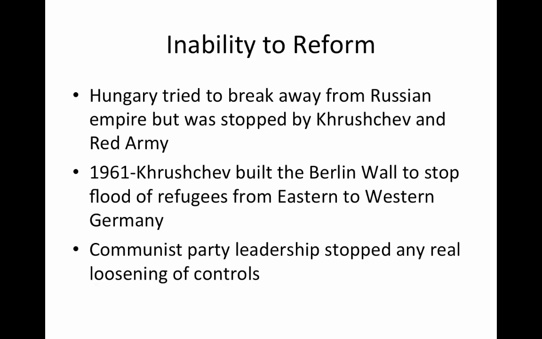The inability to reform. However, while Khrushchev was attempting to reform the economy, this created ripple effects. Hungary tried to break away from the Russian Empire. Khrushchev responded at that point, trying to keep the Russian Empire together, and so he sent in the Red Army. In 1961, Khrushchev also built the Berlin Wall to stop the flood of refugees from eastern into western Germany. The Communist Party leadership realized that any relaxation of rules would lead to a fall of Soviet communism, so they stopped all of these loosening of controls.